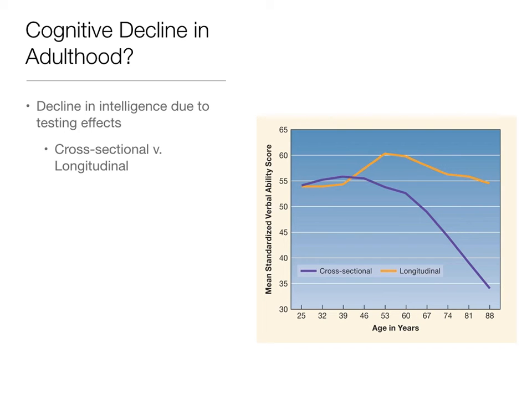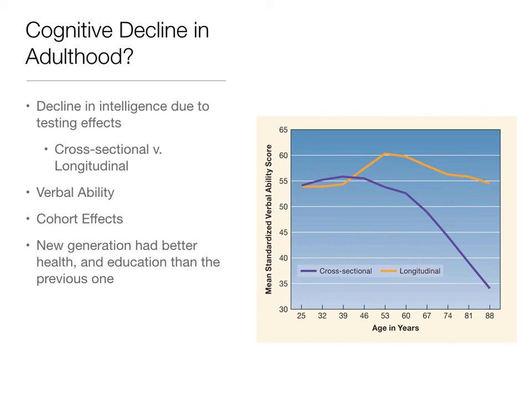And so again, when we study this same kind of verbal ability score, and we do it longitudinally, meaning we follow the same people when they're 25, 32, 39, all the way up to 88, we follow the same person, we don't see these cognitive declines. In fact, we see that we actually get better into middle age. That's kind of our peak. And there's a slight decline, but to still levels that are comparable, if not better, than when we were in our early 20s.